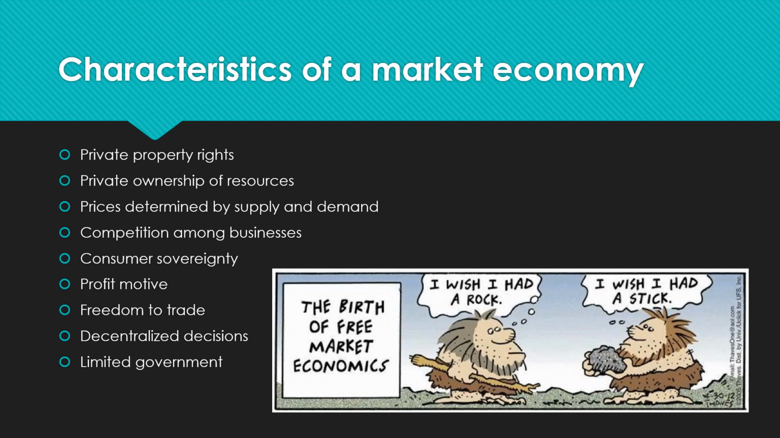Again, we have freedom to trade. So that same idea of consumer sovereignty, you are not forced to engage in trade. You have the freedom to do so only if you think that it'll be best for you. Decentralized decisions mean that it's spread out through the entire economy. Each individual person, each individual business, they get to choose what they do themselves without a government telling them what to do. And so that last one kind of goes with that. As a result of those things, you have a limited role of government.